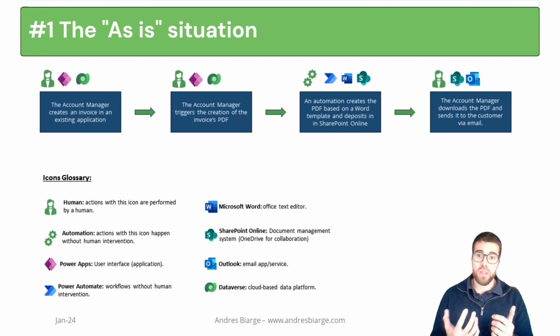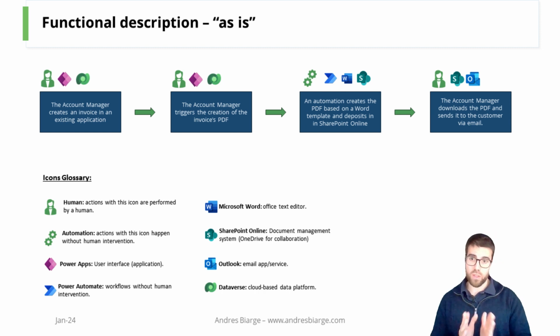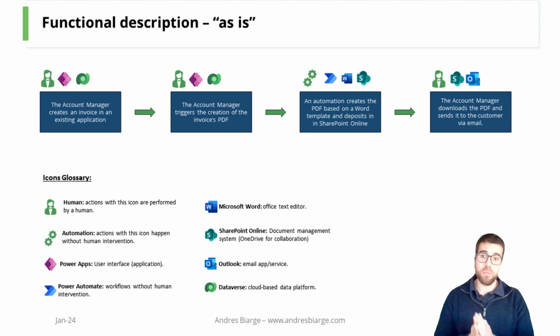Okay, let's start with the as-is situation. Here, I'm showing you the functional description of the current process. It starts with the account manager creating an invoice from an existing application made with Power Apps, and then he or she will trigger the creation of the invoice PDF. Afterwards, an automation will create the PDF based on a Word template, and it will place this PDF inside SharePoint Online. And then the account manager will need to download manually the PDF from SharePoint and send it to the customer via email using Outlook.